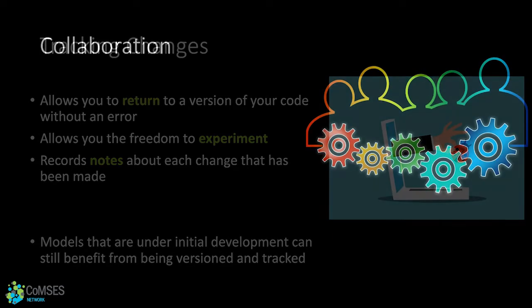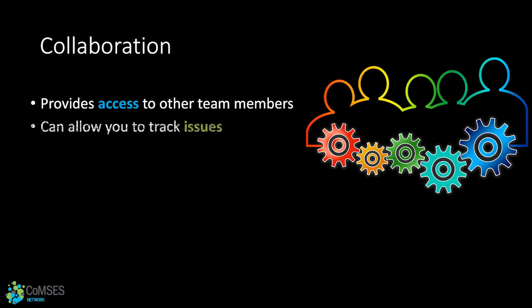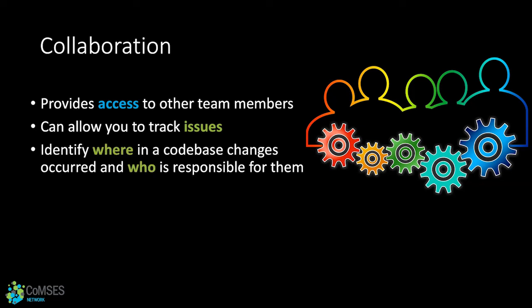One of the largest benefits of version control systems is that they allow you to collaborate with others on your model in a transparent and scalable way. Version control systems provide other researchers access to the most current version of a model and allow them to easily view a transparent record of the changes that have been made. Hosted version control systems like GitHub let you track issues that need to be addressed as well. Version control systems also allow you to identify where and when errors were introduced.